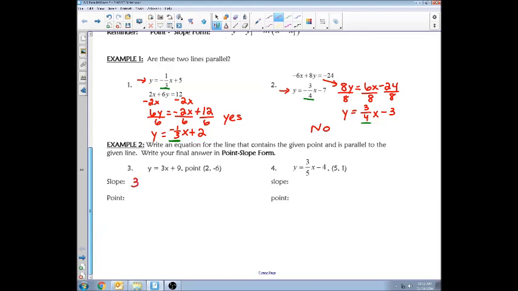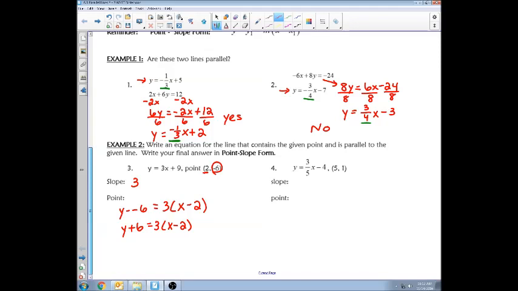Now I need to use the point that they have given us and my slope to write it in point-slope form. Point-slope form is y minus y1, which would be negative 6, is equal to my slope times x minus x1, which would be 2. Is this in simplest form? Well, right now it is not because I have minus a negative, which is the same thing as y plus 6 is equal to 3 times x minus 2. And now I am done. That is my answer in point-slope form.